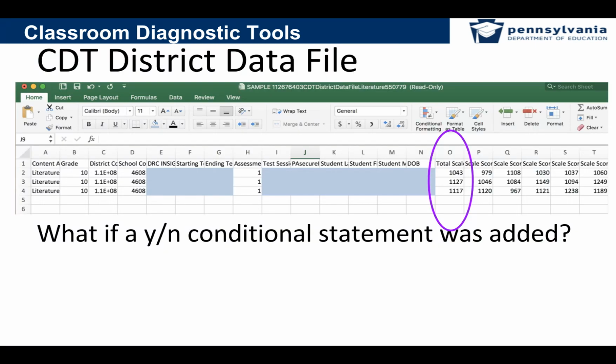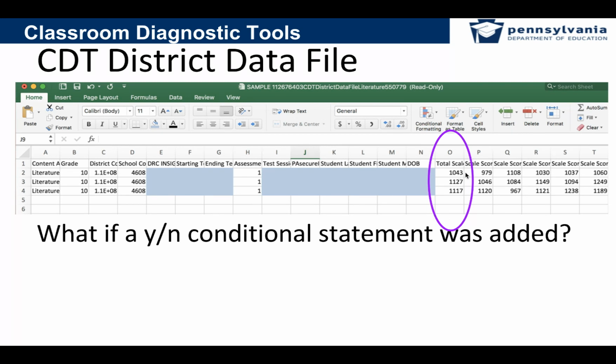One remaining question is, how do I get all of the student data into one place? Well, DRC has started to provide district and school data files. This is an example of one, and I've just taken away the student names and identifying information. What remains is the test that they took, the grade that they took the test, the district codes, which assessment window they may have taken. In this case, it was the first assessment or the most recent assessment. And then here's the total score.